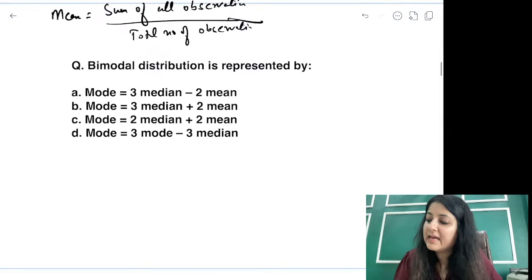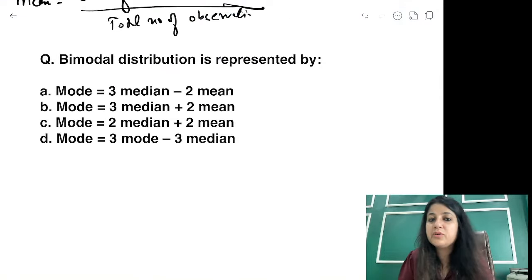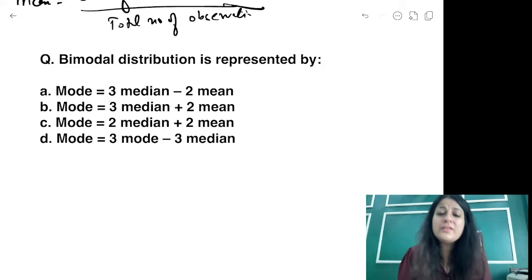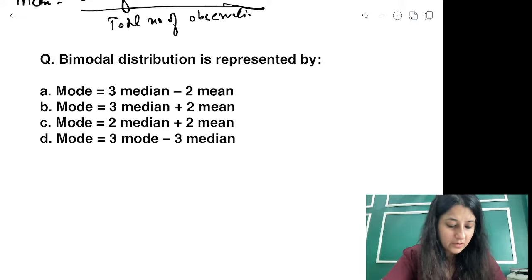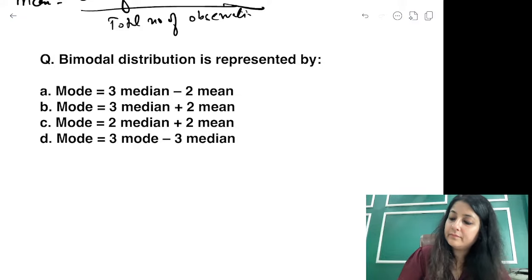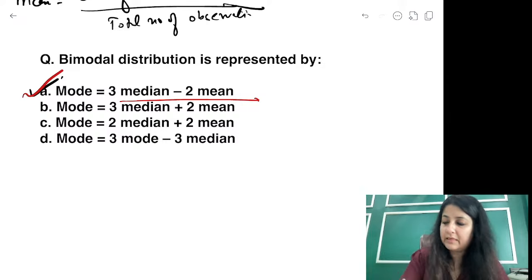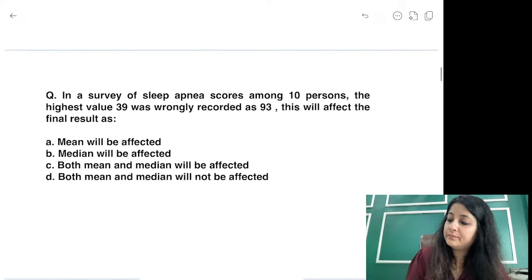Come to this one, guys. Bimodal distribution is represented by, what is the formula here? A question came in the exam: median is 4, mean is 2, calculate the mode. So what is the bimodal distribution represented by? What is the answer to this? Very good, it is 3 median minus 2 mean. Mode is 3 median minus 2 mean. Moving to the next one.